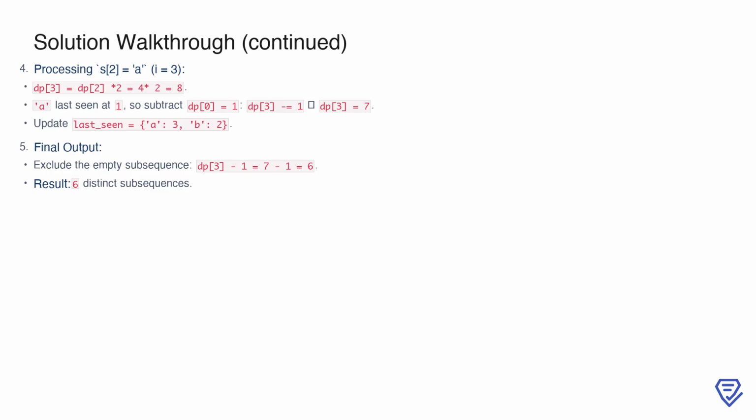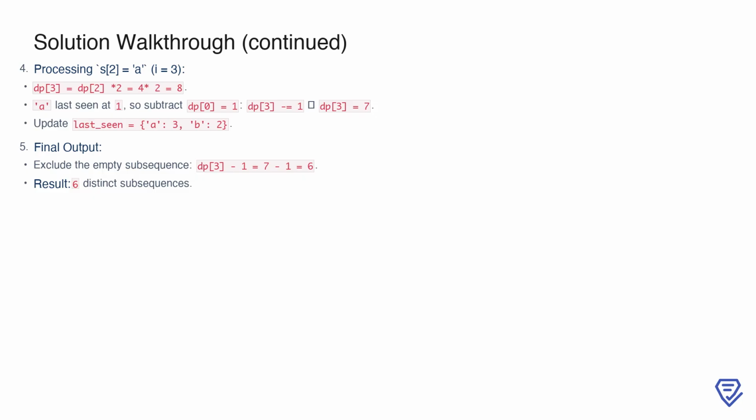For the third character a, we calculate dp3 as dp2 multiplied by 2, which gives 8. However, a was last seen at position 1, so we subtract dp0 from dp3. dp0 is 1, so dp3 becomes 7. This adjustment accounts for the subsequences that were double counted due to the repeated character a. Finally, last_seen is updated to mark that a was last seen at position 3.